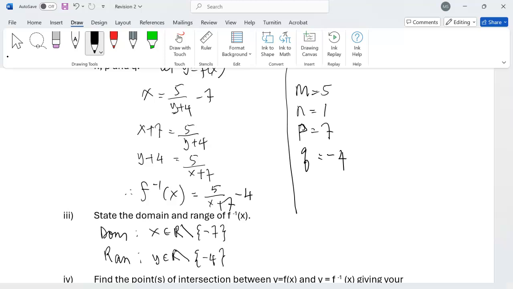In this case, they asked for the asymptotes. The vertical asymptote would be x equals negative 7 for the inverse, and the horizontal asymptote y equals negative 4. You just swap the roles.